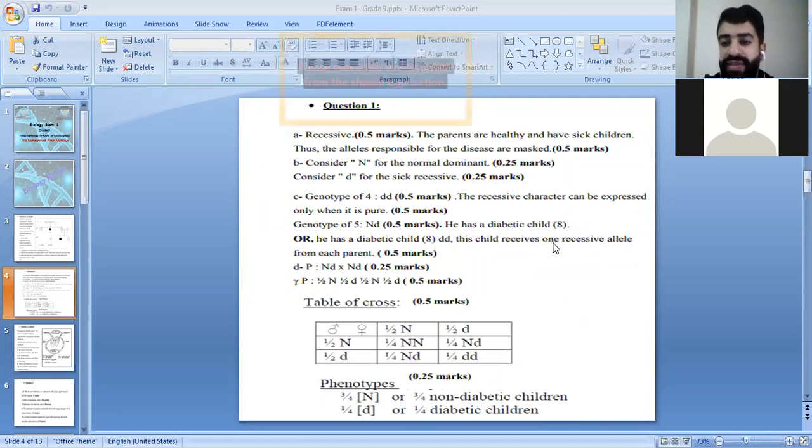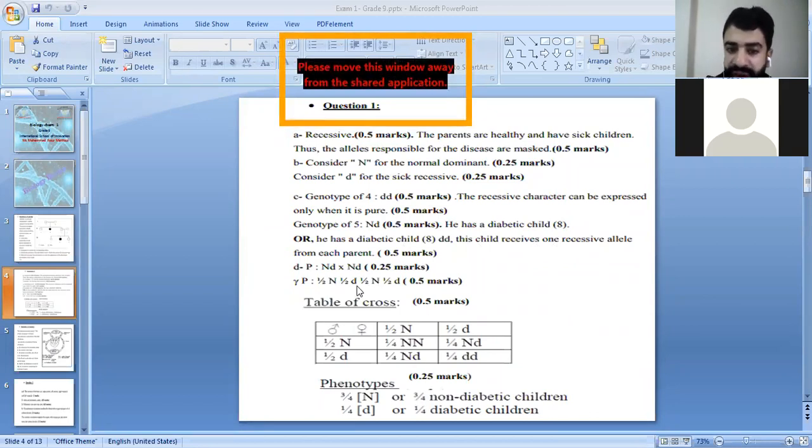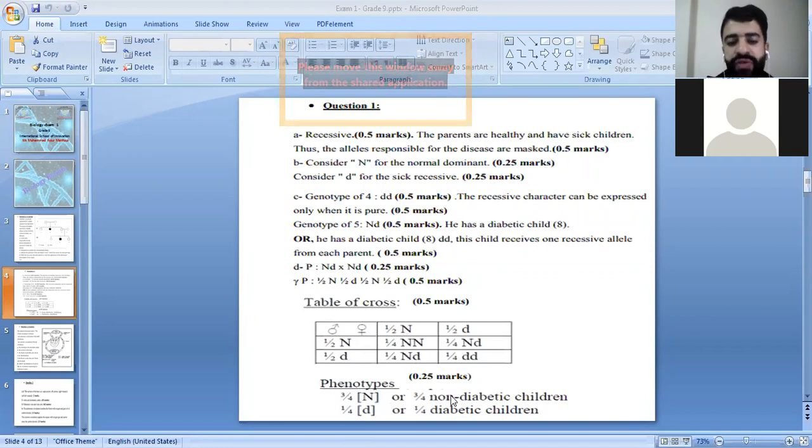So this child has 1 recessive allele from each of the parents. So they should have ND and ND. And the factorial analysis: ND and ND, half. So ND 1 over 4, ND 1 over 4, ND also 1 over 4, and DD 1 over 4. So the phenotypes, the N should be written in this parenthesis, or it's not accepted. You have to say, for example, 3 over 4 normal, and 1 over 4 diabetic.